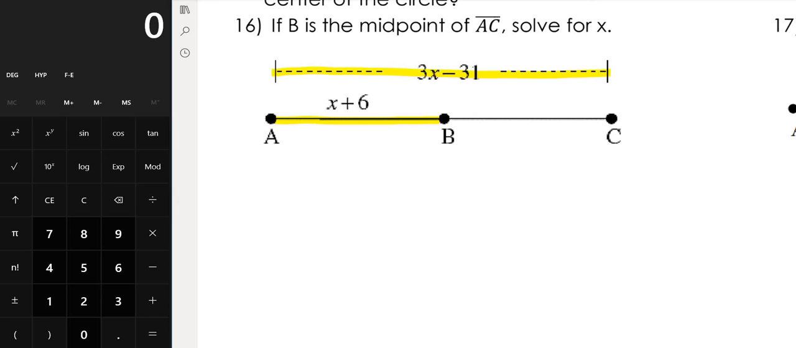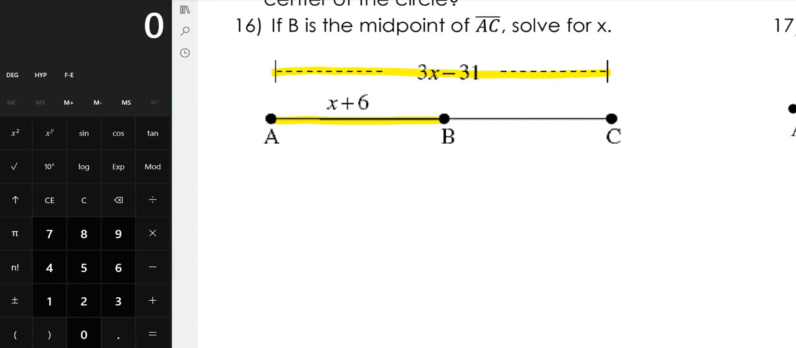This looks like a segment addition postulate question. In my mind, I'm thinking the left piece from A to B plus the right piece from B to C should give me the whole thing. Let's see what the question is asking. If B is the midpoint of AC, solve for x.